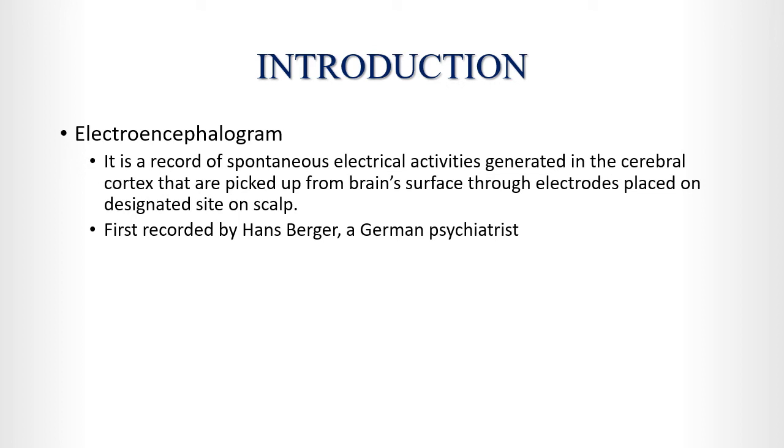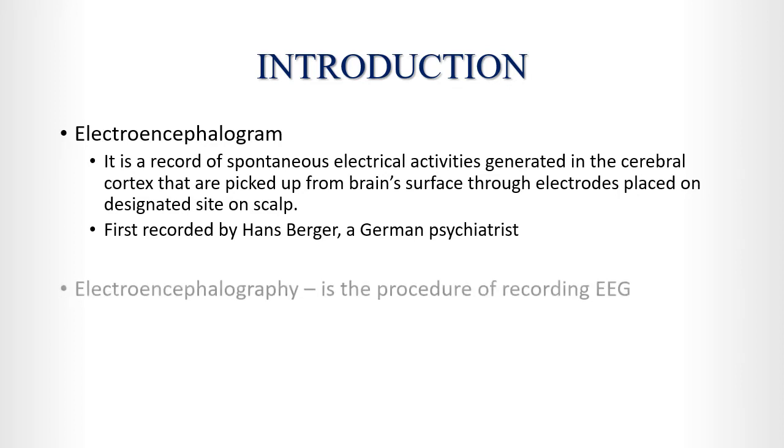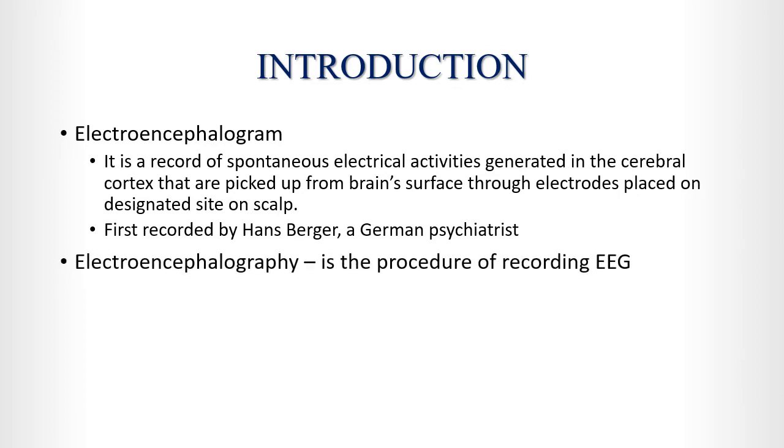Electroencephalogram is a record of spontaneous electrical activities generated in the cerebral cortex that are picked up from the brain surface through electrodes placed on designated sites on the skull. It was first recorded by Hans Berger, a German psychiatrist. Electroencephalography is the procedure of recording the EEG.